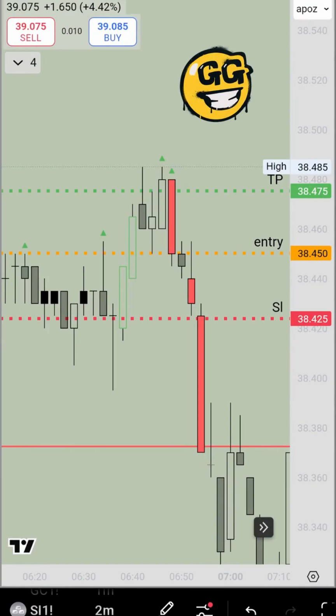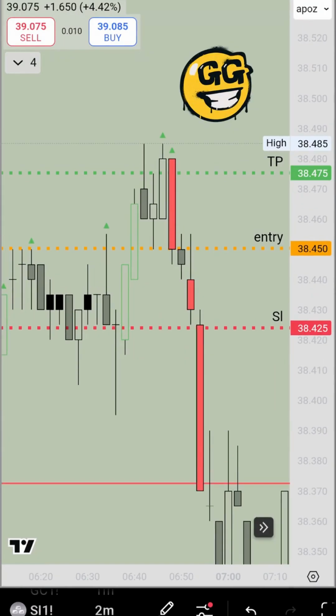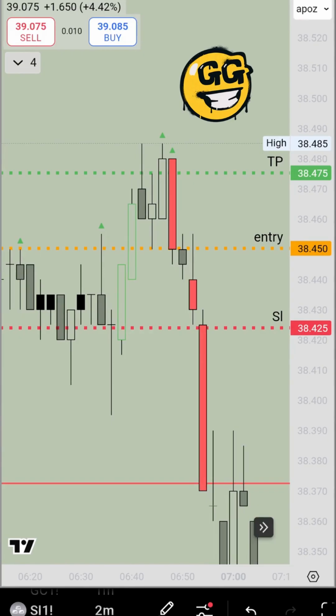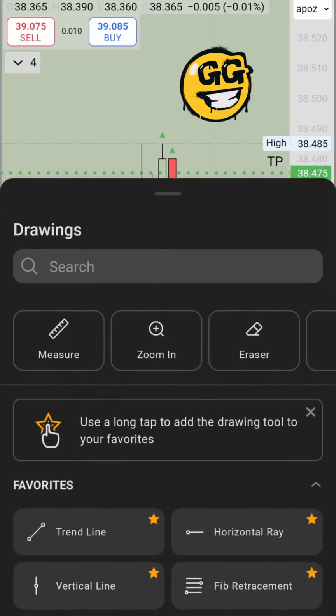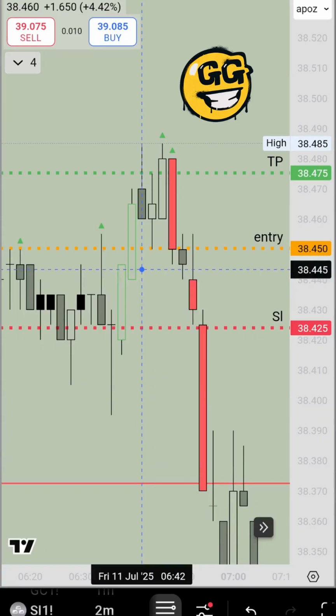Okay, so entry is going to be the top of the PSP candle. TP is going to be a 1-to-1. And again, stop loss is a negative 0.5 projection based on a fib that you anchor from the top to the bottom of the FVG candle. So let's just do that real quick.